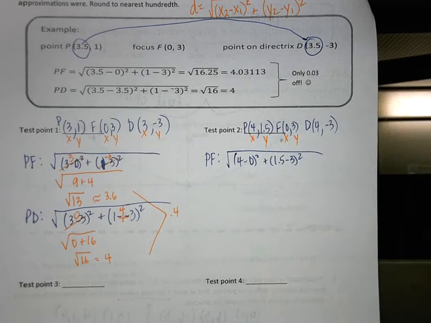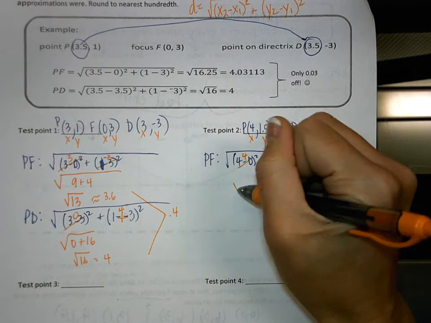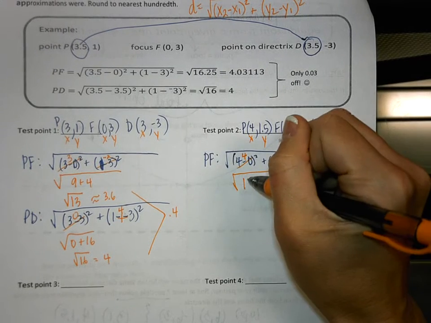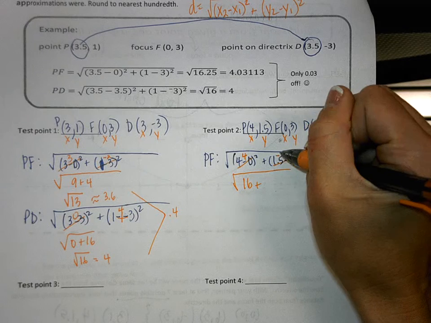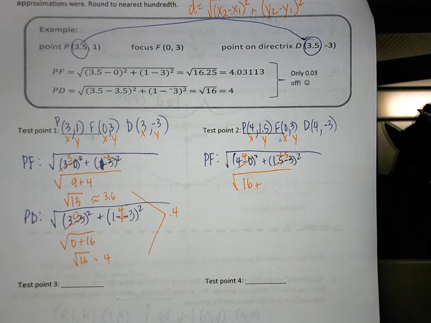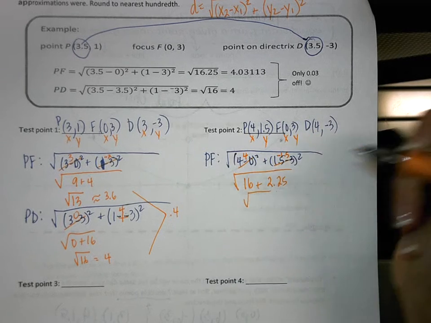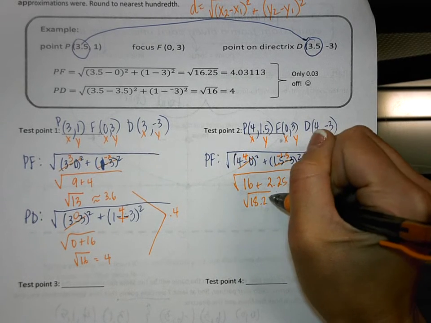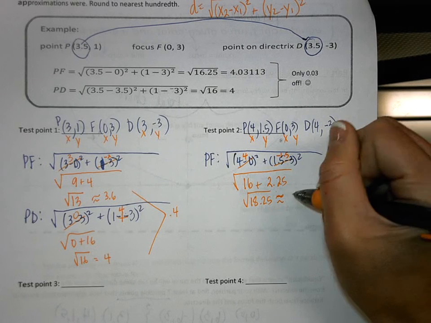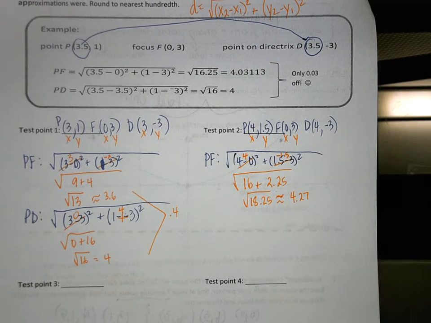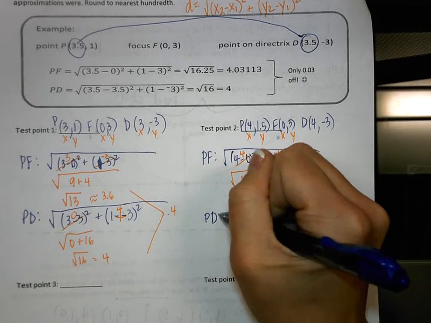And so we have 4 minus 0 is 4. 4 squared is 16. Plus 1.5 minus 3 is? And when you squared that, it made 2.25. And so we add those together, and we get 18.25. And when you took the square root, what did it equal approximately? 4.27. Good, 4.27.